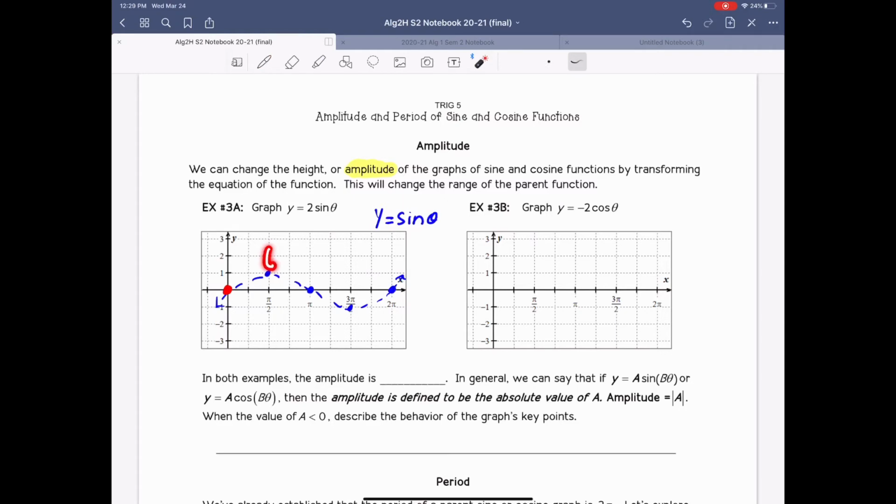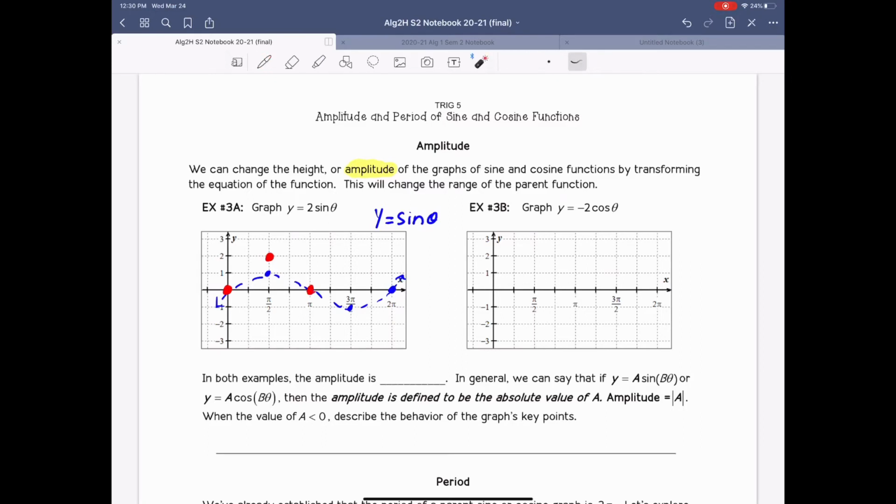Next up, I have the point pi over 2 comma 1. Now, if I take this y value and multiply it by 2, my a value, I'm going to get 1 times 2 is 2. So my new coordinate is pi over 2 comma 2. So, as I can see, I have stretched my graph by a factor of 2. Next up, I have pi. Pi has a coordinate of pi comma 0. If I multiply 0 by 2, I'm still going to get 0. So pi comma 0 is still a point on 2 sine of theta.